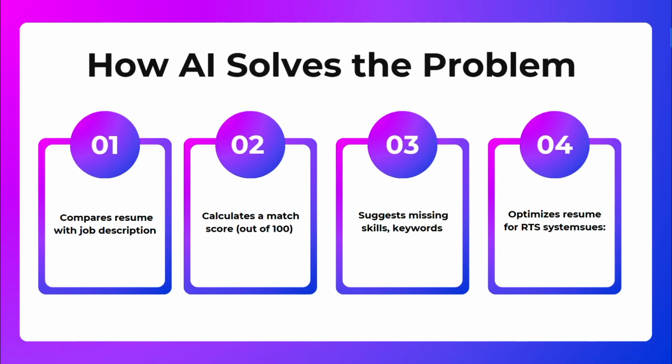And how does Azure AI solve it? Using the power of Microsoft Azure OpenAI, we built an intelligent system that analyzes a resume and job description in real time, scores the compatibility between them, suggests personalized improvements based on missing skills or keywords, and optimizes the resume for systems like ATS or RTS. With Azure's reliable infrastructure, we ensure both performance and scalability.